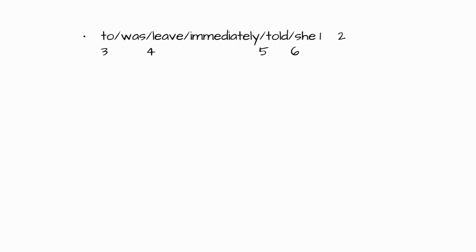Yes. This is the right answer: 625134. What is 6? She. So the sentence is beginning with a pronoun. She. What is 2? She was. She was, 5, told. She was told. She was told 1. What is 1? Told 2. She was told to leave.